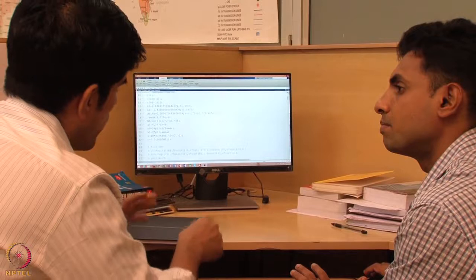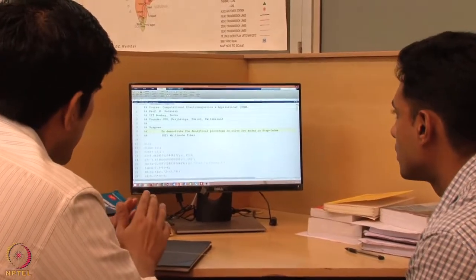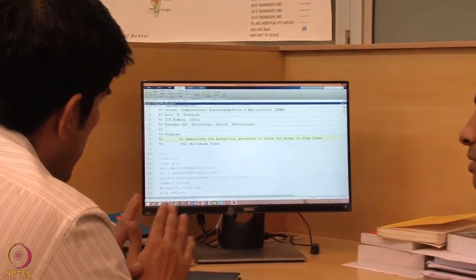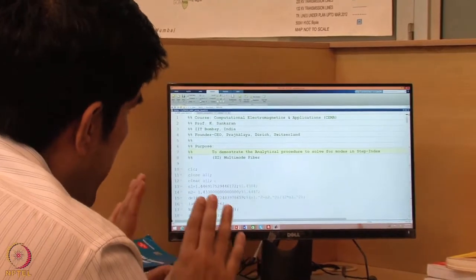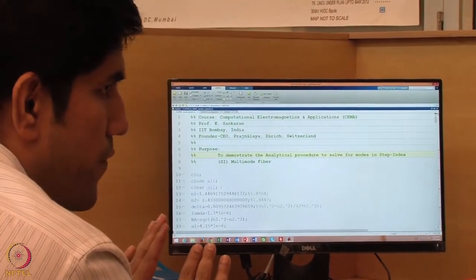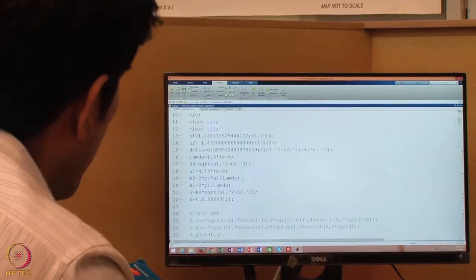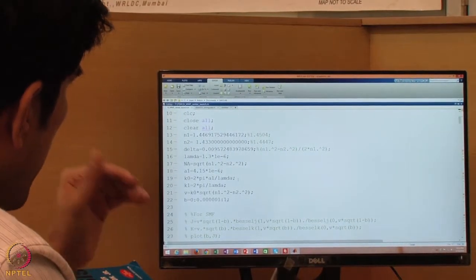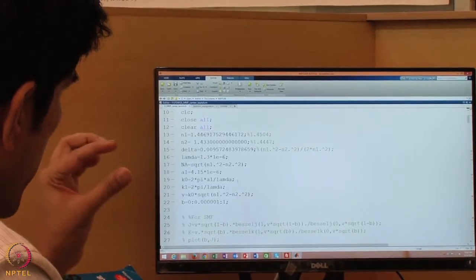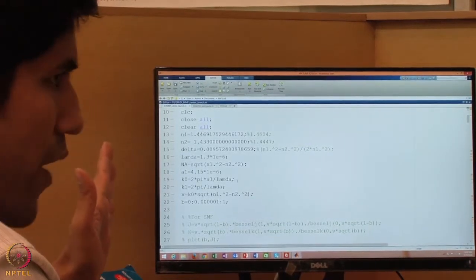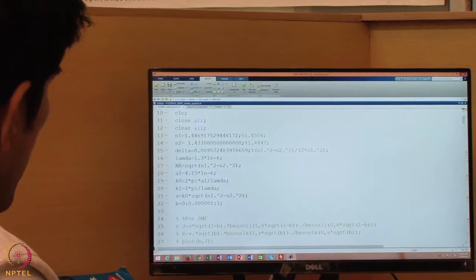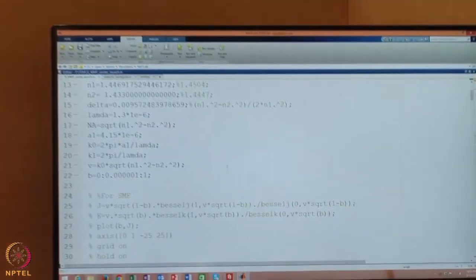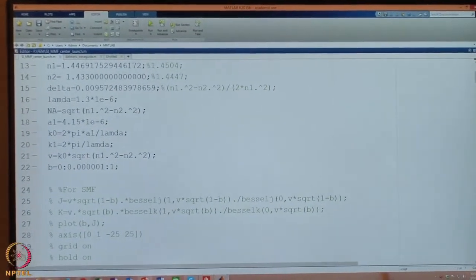And this particular code is taking the assumption that we are interested in modeling a step index multimode fiber. Here the difference between the core refractive index and the cladding refractive index is very, very small, about 0.01, less than 1%. And the lambda you are using is 1300 nanometers.